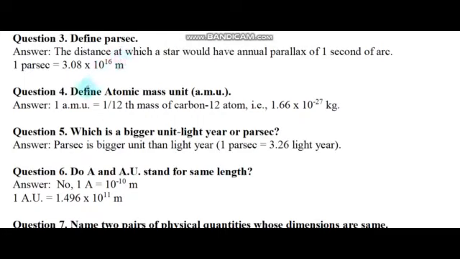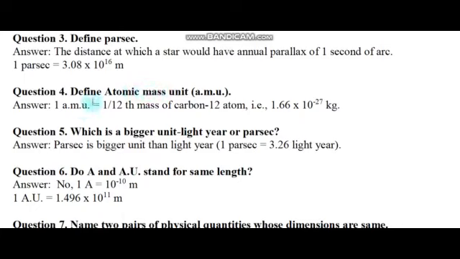Now question number 4, define atomic mass unit. What is the atomic mass unit? What is the difference between kilogram and atomic mass unit? Generally, to estimate the mass of a known object, we use the kilogram as a unit. But if the object size is very small, less than a gram, we cannot use the kilogram as a unit. So we use the atomic mass unit, for elements, molecules, even atoms. So the atomic mass unit is a unit used to estimate very small objects.